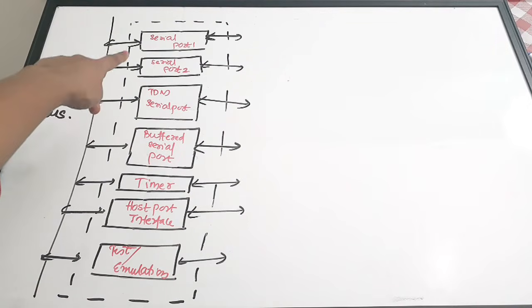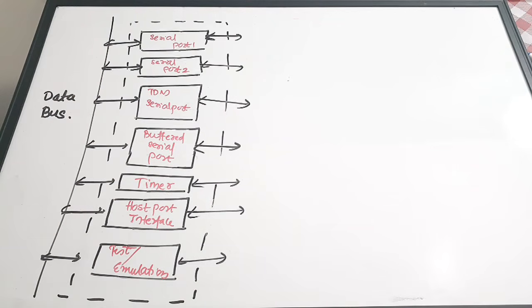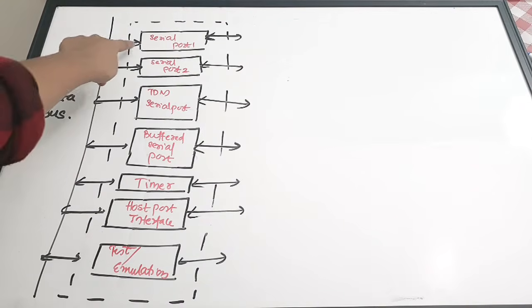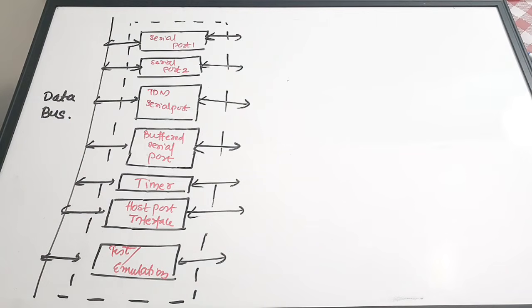You can see there are serial port 1, serial port 2, TDM serial port, and buffered serial ports. These two are general purpose serial ports, and there is a special TDM serial port, and also a buffered serial port. These are the first type of peripherals present in the architecture, and these serial ports can operate up to 1/4 of the machine cycle. The serial communication data can be in either bytes or words.